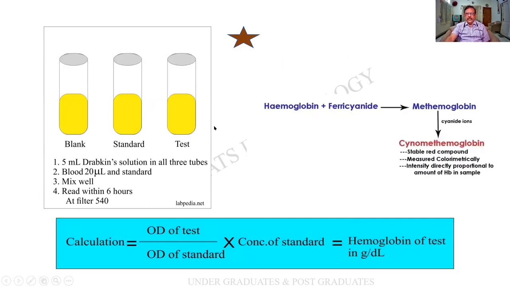Always in a case of colorimeters, you will be having a blank solution, then a standard solution, finally a test solution. This is the mixture over here. Hemoglobin and ferricyanide give rise to methemoglobin, which gets converted to cyanmethaemoglobin. And this is the calculation. OD of the test divided by OD of the standard, into the concentration of the standard, equals the hemoglobin of the patient.